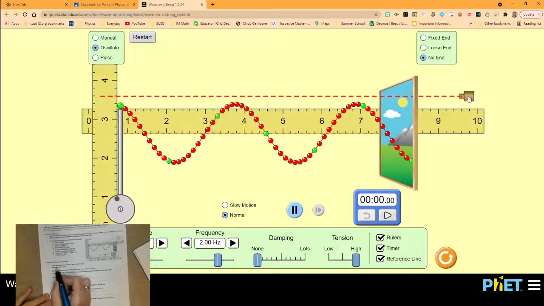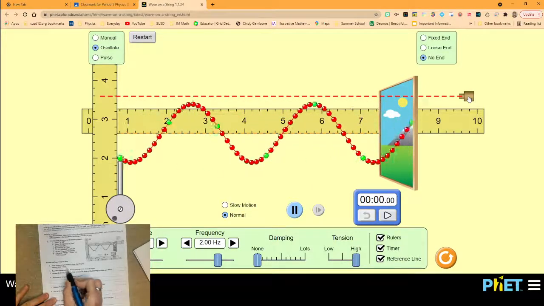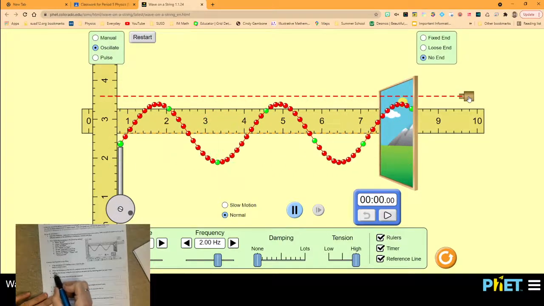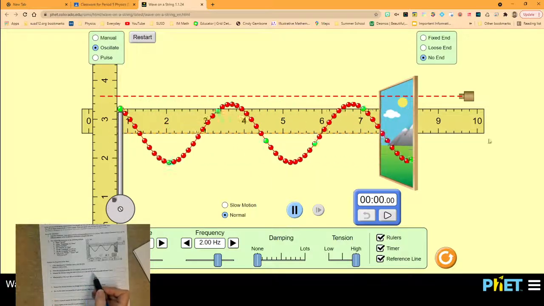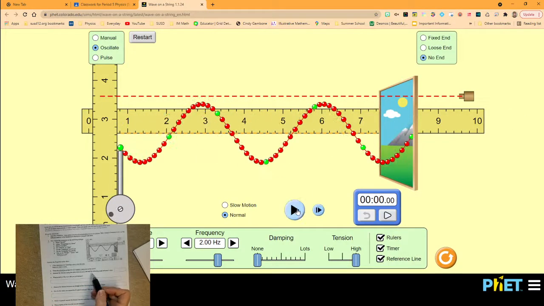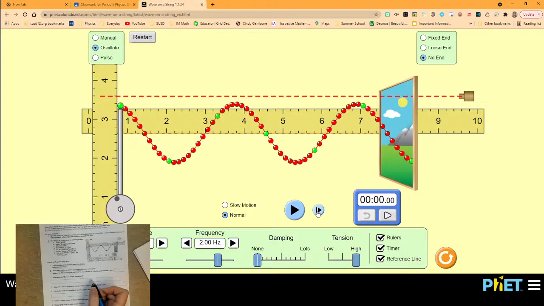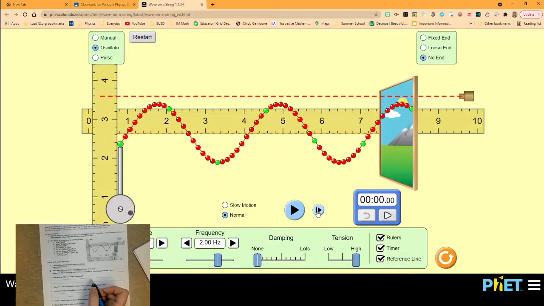Number 1, if the simulation isn't creating a wave, click the play button to create a wave. Mine already is. Number 2, pause the simulation so that 2 complete waves are on the screen. Pause. Do I have 2 complete waves? Not yet. I'm going to use this blue button to step it forward. Maybe right there. That's 2 complete waves.